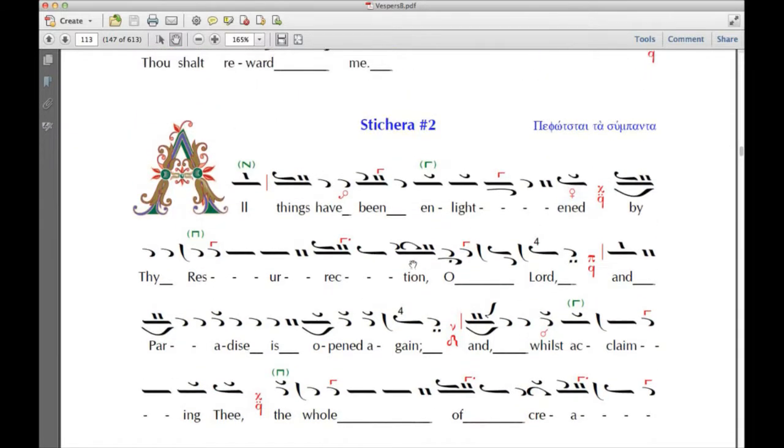And then let's go back to the beginning of Stichera number 2. We have all things have been enlightened, and we have a note. We have the little guy on ga, right? Yes, the enharmonic symbol. Do you guys remember what it means? There's 2 answers to this question. Well, you shift out of the diatonic mode to the enharmonic mode.